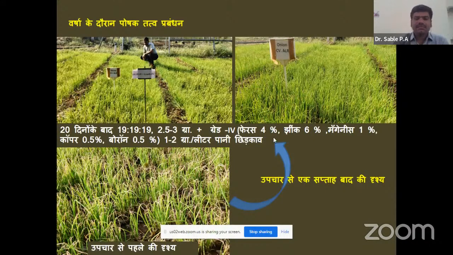After the proper management, as per our earlier discussion, 20 days after sowing, 19-19-19 at 3 gram per liter of water along with a micronutrient mixture like ferrous 4%, zinc 6%, manganese 1%, copper and boron 1.5%, at 1 to 2 gram per liter of water during this stage is found beneficial to enrich the plant with nutrients. Then, because of runoff and continuous water stagnation, foliar application is the best method.